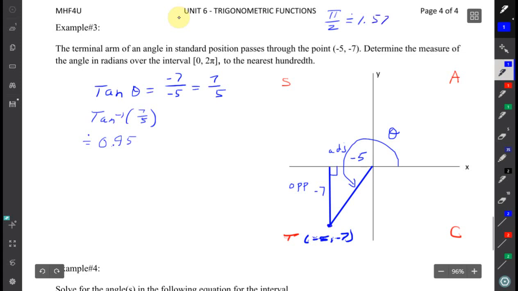So 1.57, this 0.95 is less than that. So this is an acute angle. So what we can now do is label this beta as 0.95.